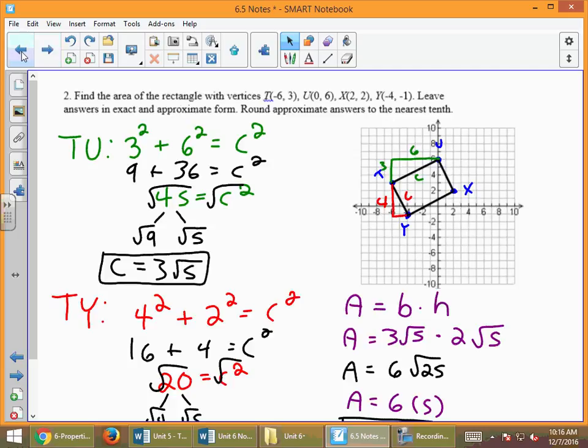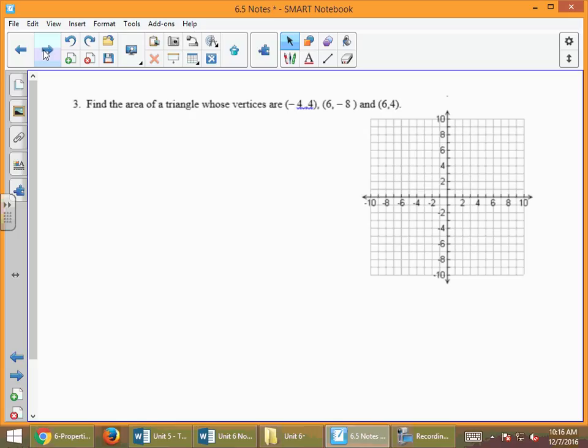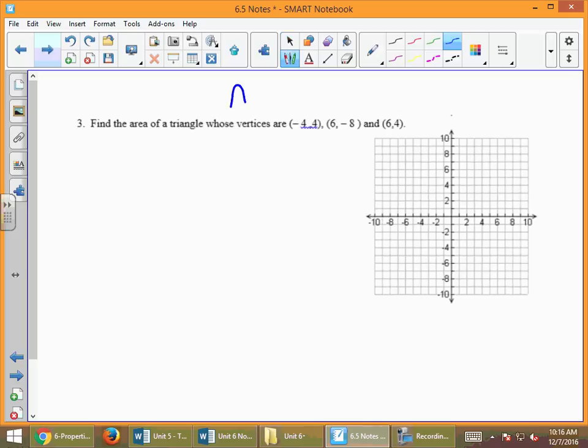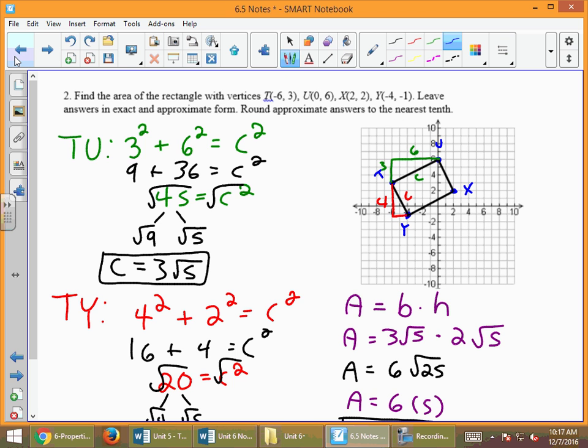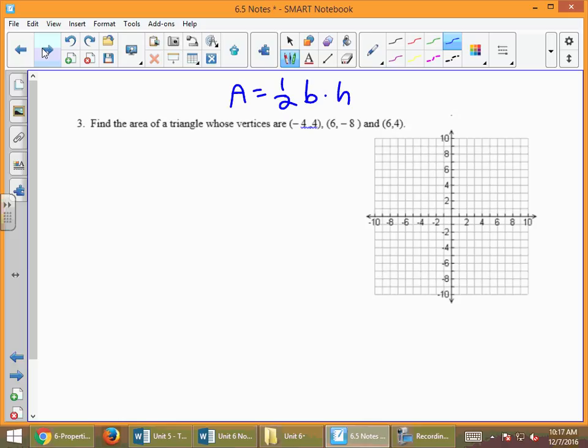Number 3. Well, we found the area of a rectangle. Let's find the area of a triangle. Who remembers the formula for the area of a triangle? Now here comes that half. We know the formula for a triangle is area equals 1/2 base times height. Why is that? I'll show you why in a second, once I graph this out.